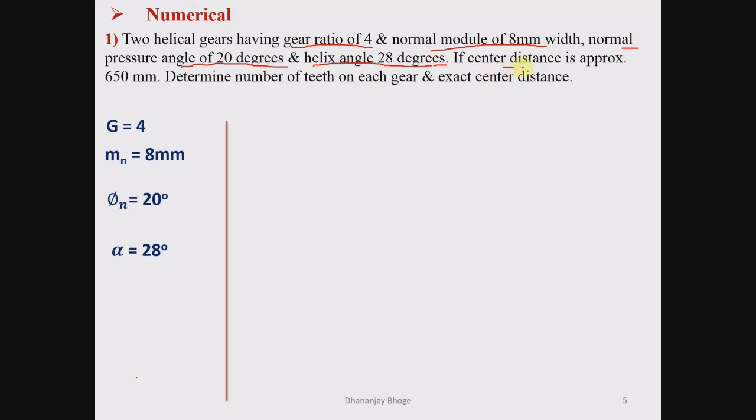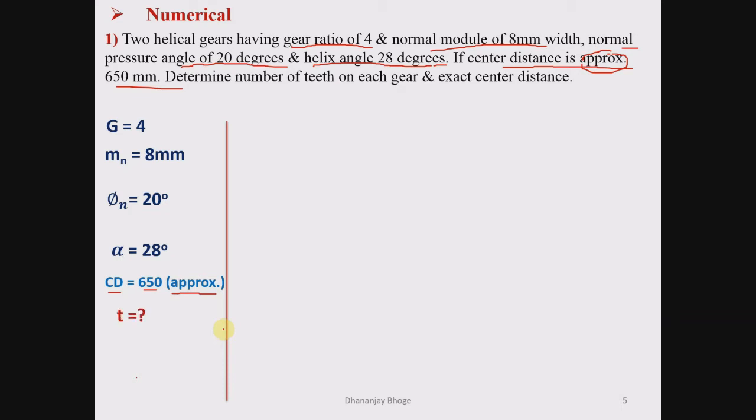Kay dilela hai? Center distance is approximately, yala underline karun theva, approximately 650 millimeters. So I have written here CD, center distance is equals to 650, in bracket madhe lihaycha ahe approximately, this is approximate center distance. Tanna exact ajun maiti nahi, te aplyala find out karaycha ahe.